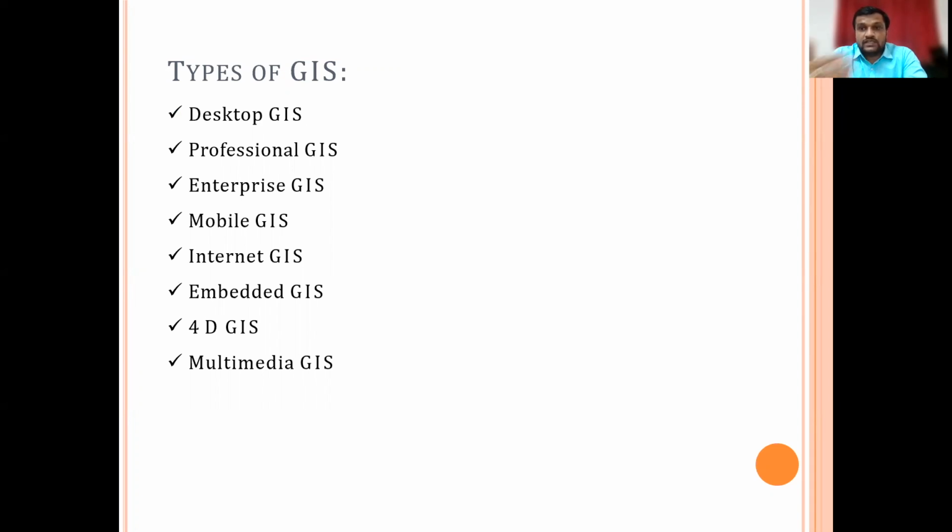Internet GIS is also known as web-based GIS, meaning the web-based services where we can display and publish our maps over the internet to be accessed by different users. 4D GIS: right now GIS can be used for creating 3D models of a city, for creating a 3D view of any city or urban area, or for visualizing any city in the 4-dimensional view. Multimedia GIS includes different types of data sources. It may have different images, maps, videos, and animations.